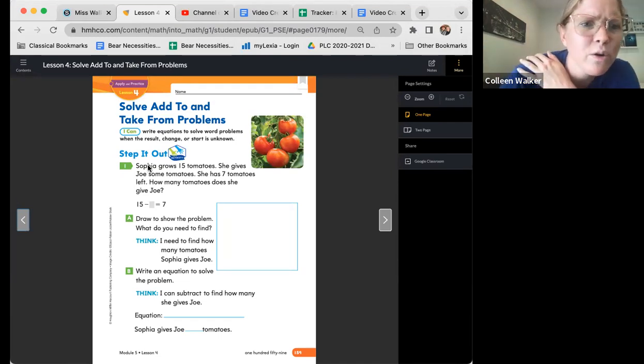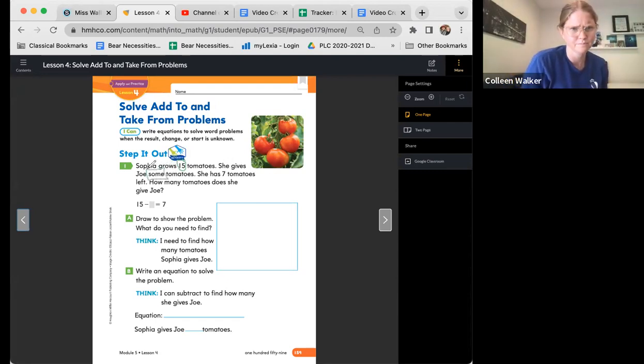So it says, Sophia grows 15 tomatoes. I'm just circling those numbers as I go. She gives Joe some tomatoes. That's a key word. I'm going to put a box around some. She has 7, circling 7, tomatoes left. How many tomatoes does she give Joe? I'm going to underline my question. So she starts with 15. She gives some to Joe. We don't know how many. That's what our unknown is. And then she has 7 left. So we have to draw to show the problem.